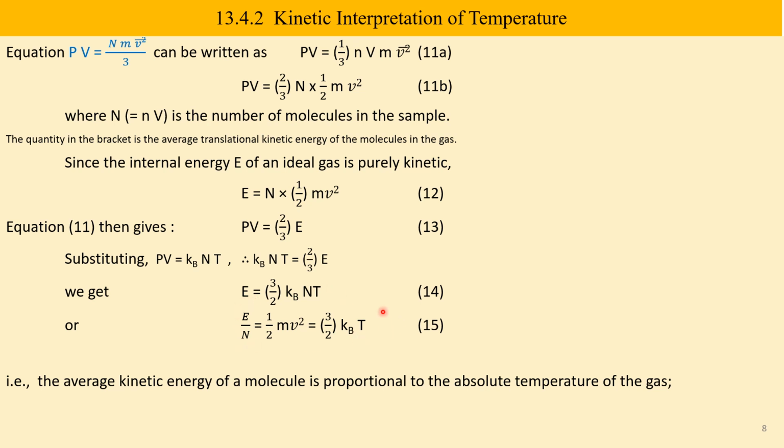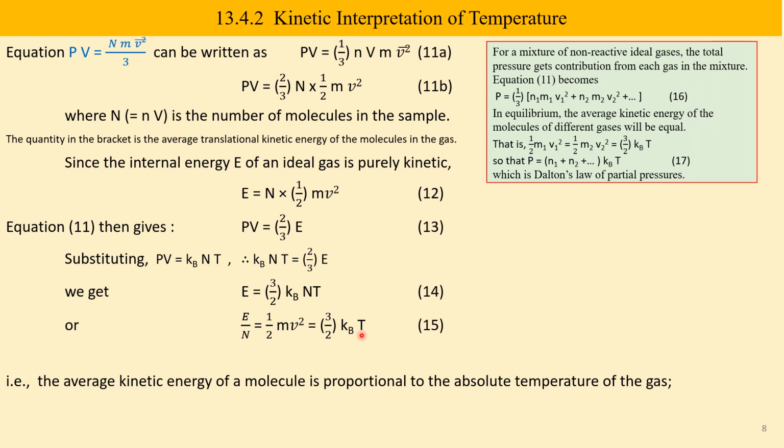Please write the equation and do it yourself. There is nothing, only rearrangement and separating the term E by N. That is, the average kinetic energy of a molecule is proportional to the absolute temperature of the gas. So here the average kinetic energy E by N is proportional to the temperature of the gas, capital T. Now we have derived this expression for the interpretation of temperature for an ideal gas.